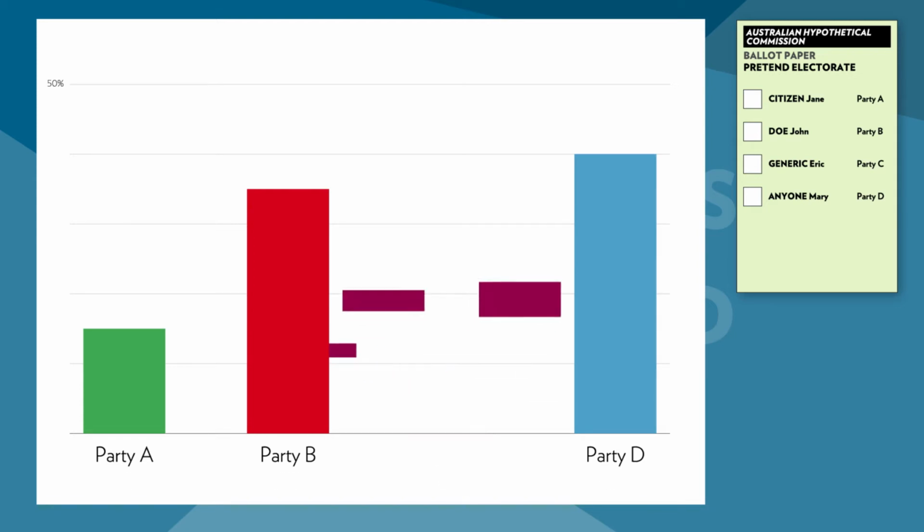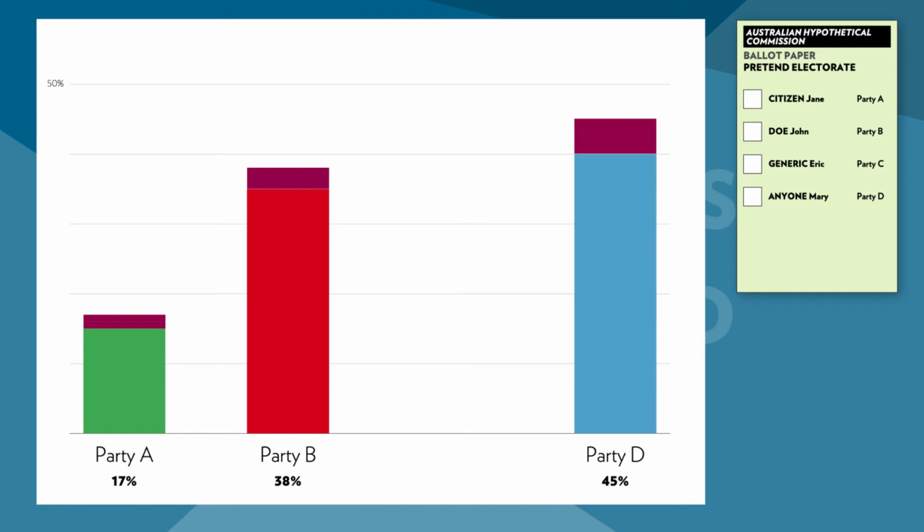If nobody has half, as in our example, they drop off the party with the least votes and distribute their preferences. In our case, it's Party C, so they're dropped off and their votes are given to their second choice. Let's say that most of their preferences go to Party D, but some also go to the others. They're effectively saying, look, Party C just isn't popular enough, so they can't win. Which of the others do you prefer?